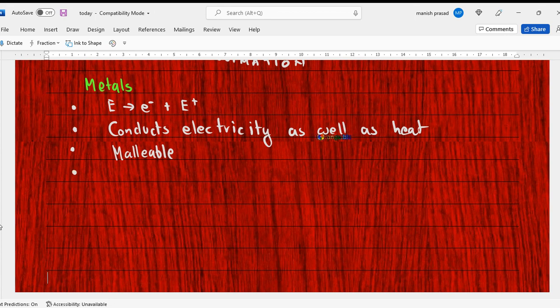Electrical wires that you have, what are they made up of? Copper. Yes, and that's a metal. So metals can be converted into wires because they are ductile. Now if you have a metallic object around you and a non-metallic object around you, try hitting both of them and listen to the sound.